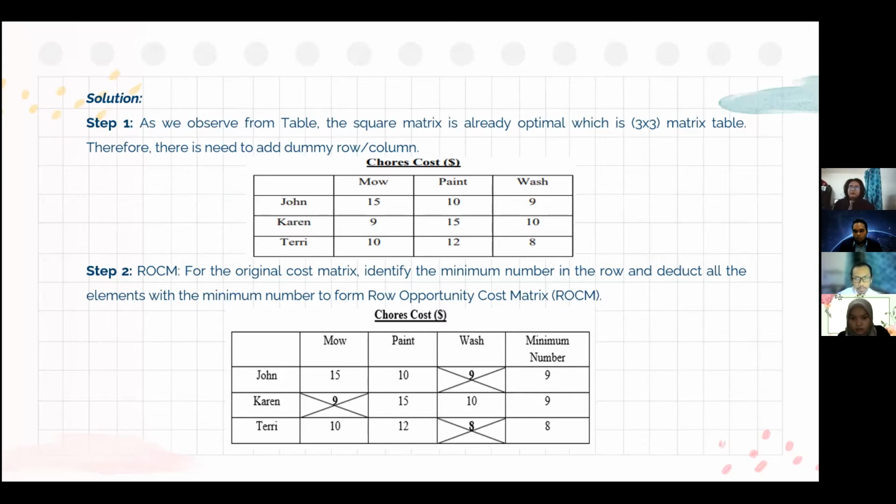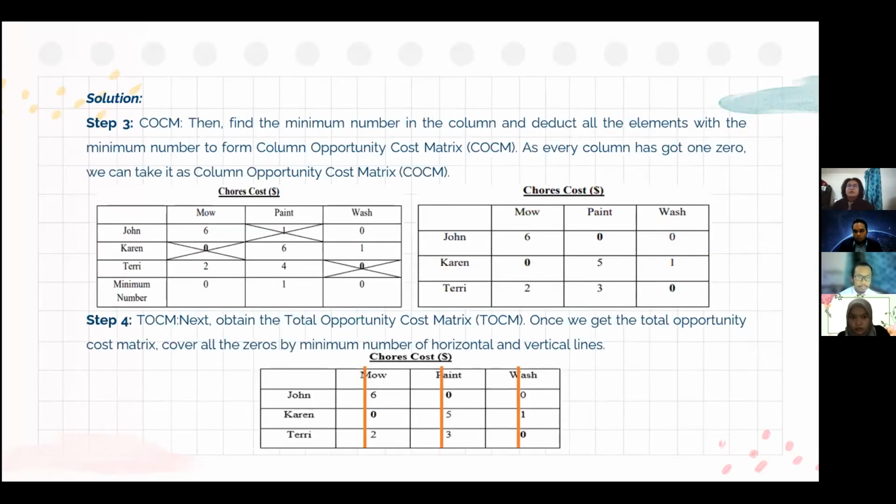And then the third step is to do the column opportunity cost matrix, COCM. So we need to find the minimum number in the column and then deduct all the elements by the minimum number in order to form the COCM. So from the table, we can see that we already get 0 for each column. So for step 4, we need to obtain the total opportunity cost matrix, which is TOCM.